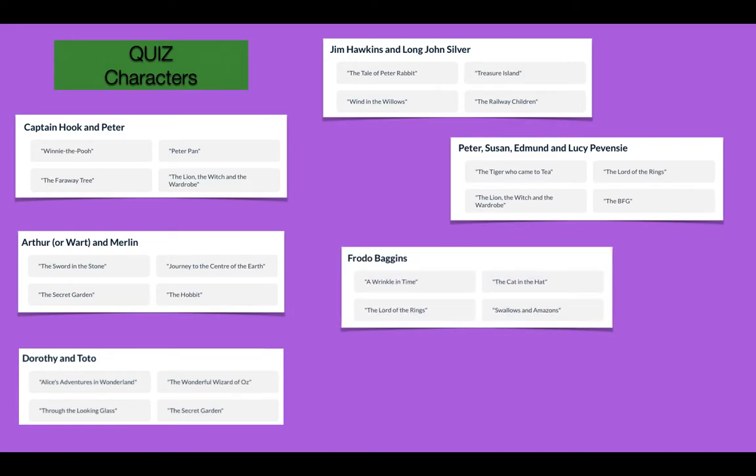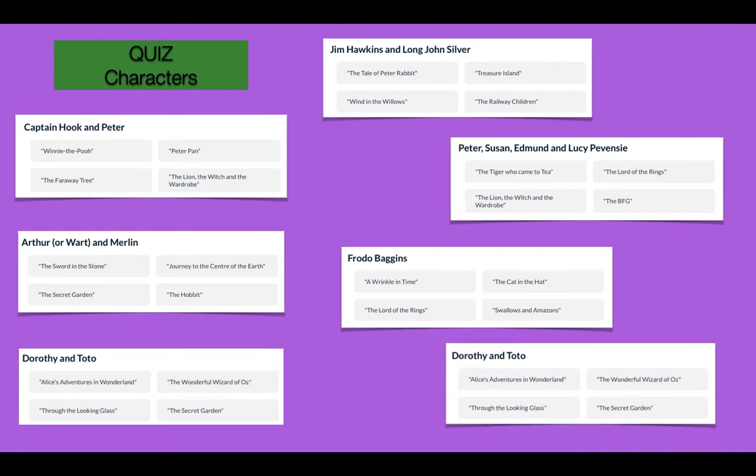Frodo Baggins is a character from which book? Is it number 1, A Wrinkle in Time? Number 2, The Cat in the Hat? Number 3, The Lord of the Rings? Or number 4, Swallows and Amazons? And the last one, Dorothy and Toto. We've already had that one, so we won't be doing that one again. Let's mark the work now.